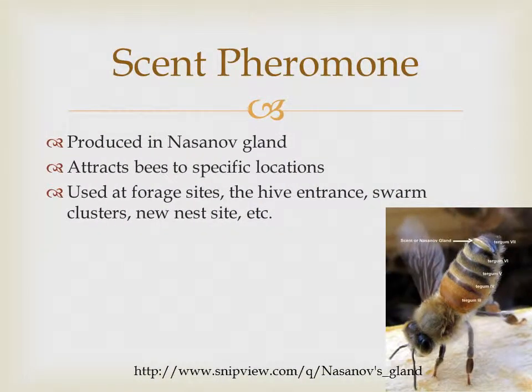Basically serving as a homing scent, the scent pheromone attracts bees to the location where the scent is being produced. It is produced in the bee's Nasonov gland, which is only present in worker bees, so queen bees and drones do not produce this pheromone. Workers will expose their Nasonov gland and begin fanning in many instances, such as at foraging sites, at the hive entrance, at a swarm cluster, at a new nest site, and it can work in concert with the 9-ODA component of QMP to facilitate clustering around the queen during swarming.